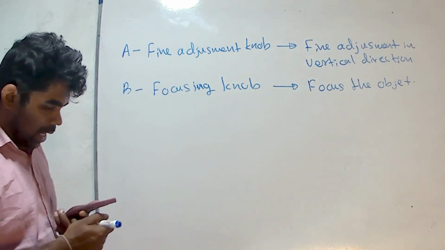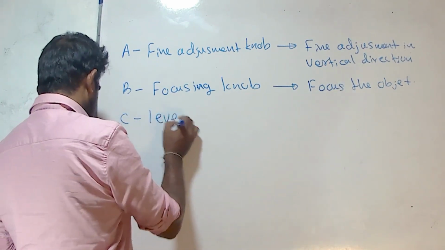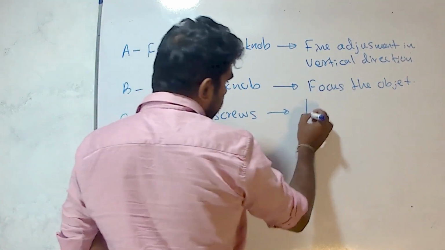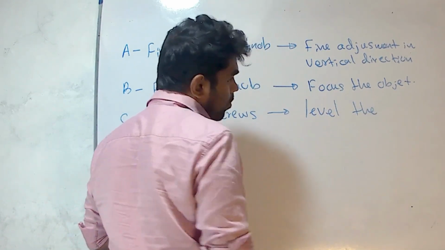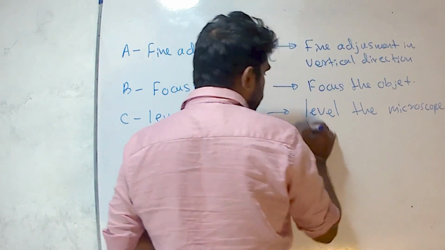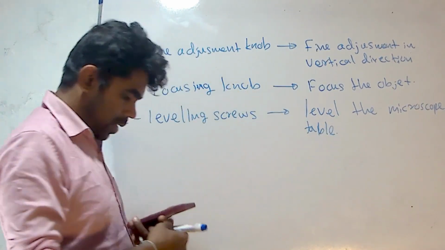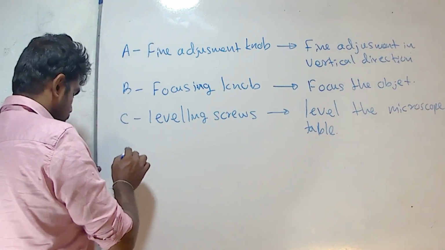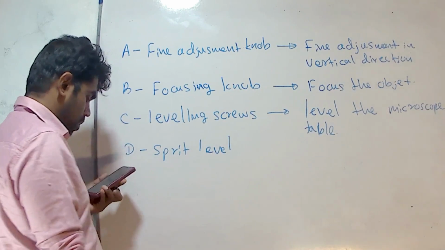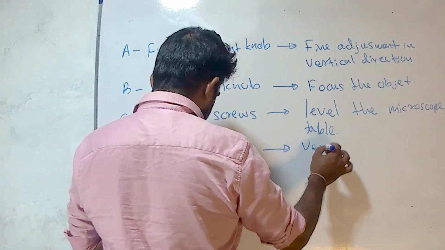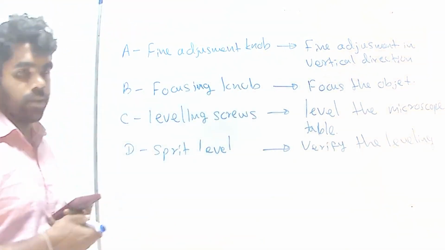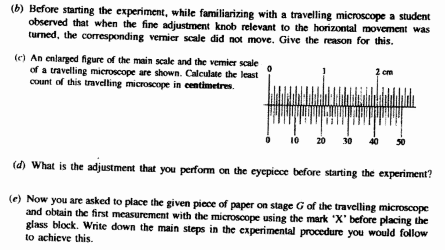Part C, leveling screws. We can level the microscope table by using leveling screws. Then part D, split level. We can verify the leveling by using the split level.